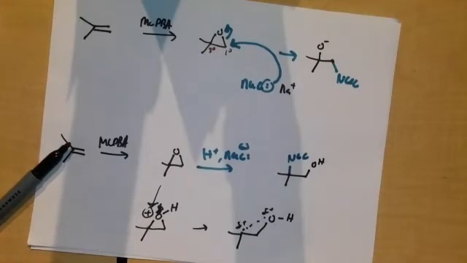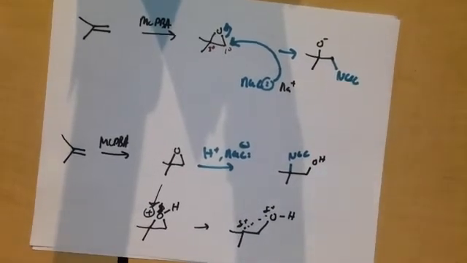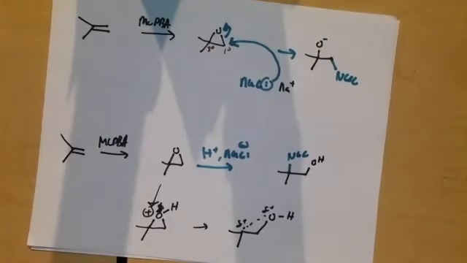So there's really two different products you can get from an epoxide opening. You're either going to open on the less substituted or the more substituted. And that's all going to depend on your reagents. So let's talk about some reagents.